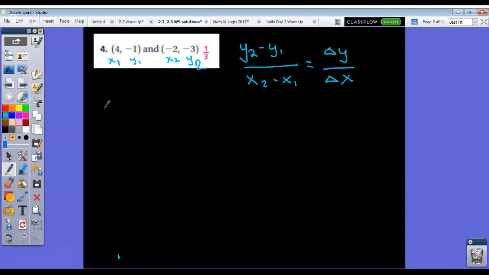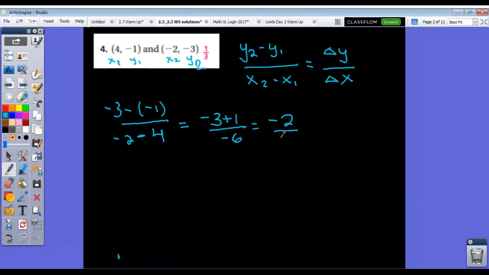So y2 I'm going to replace with -3, minus y1, which is -1, divided by x2, which is -2, minus x1, which is 4. We have a double negative, and the opposite of a negative becomes a positive. So I have -3 plus 1 on top. On the bottom I have -2 minus 4, which is -6. -3 plus 1 is -2, so I have -2 divided by -6.